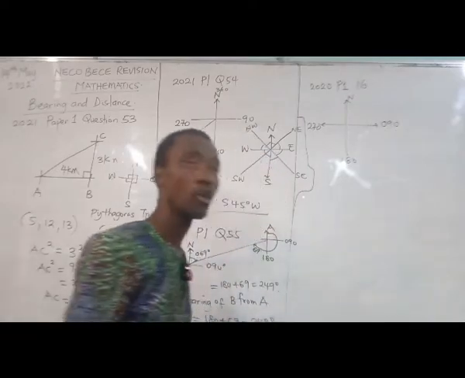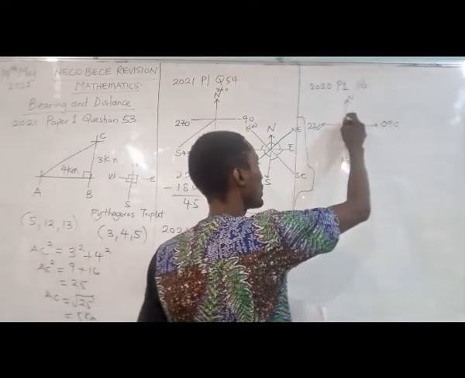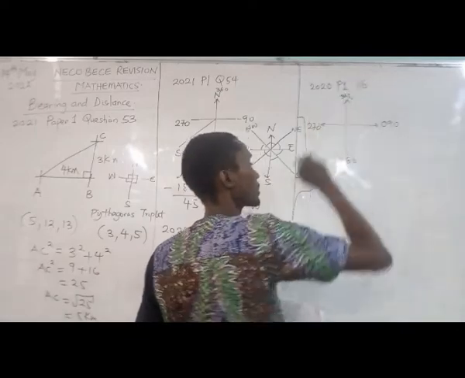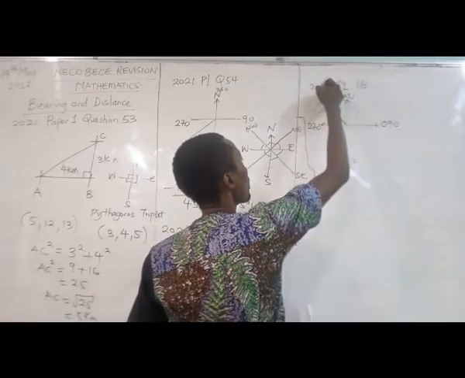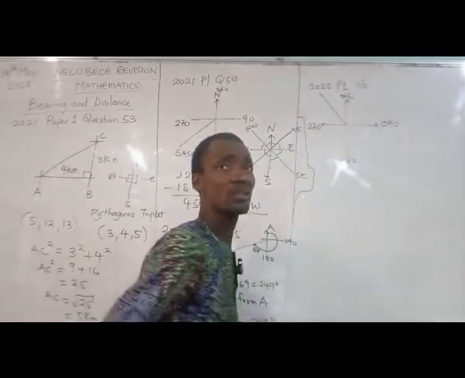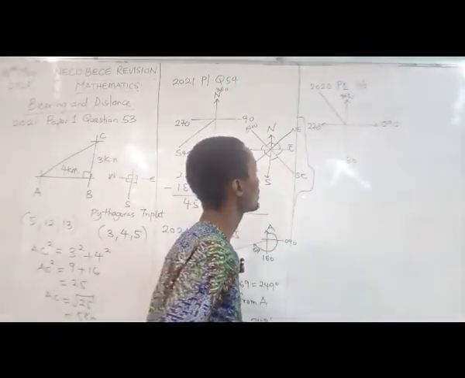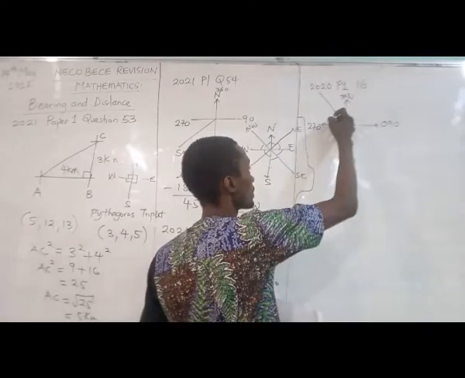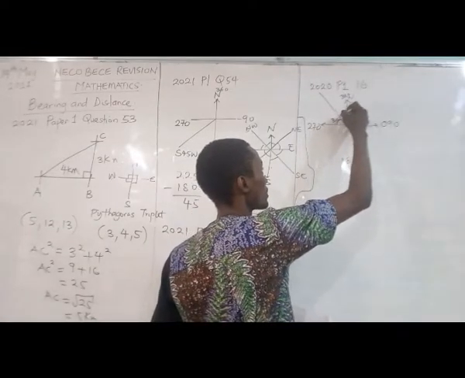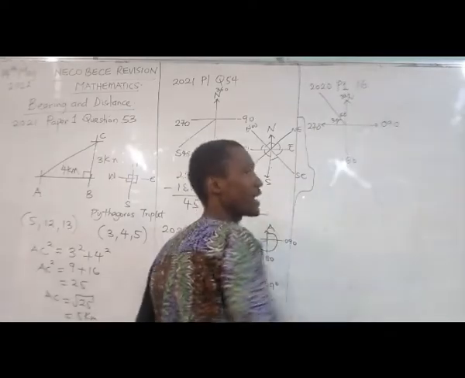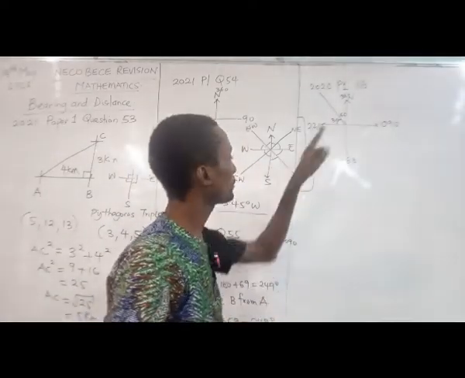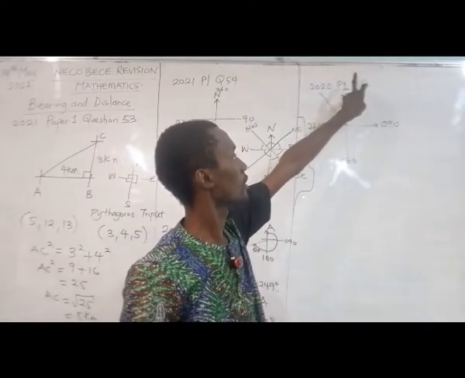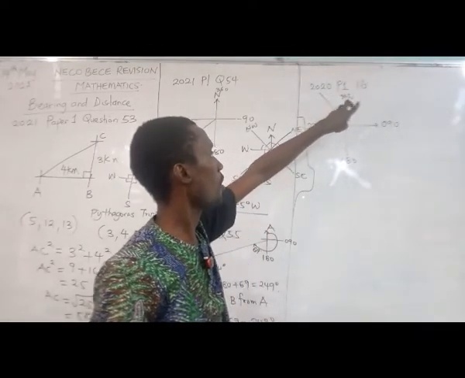You are told 300. So 300 will occur between this point and 360. How many will take me to 300? It is 30, and this will be 60. Why? Because this angle is 90 degrees. But remember that we said that for compass bearing, we have two reference points.